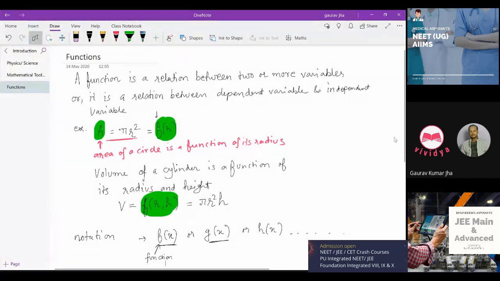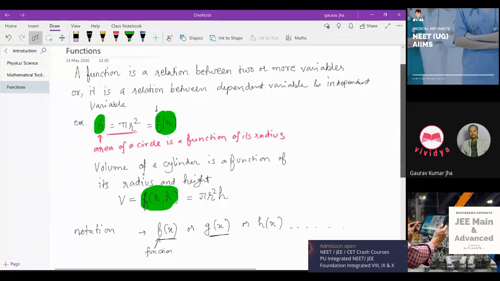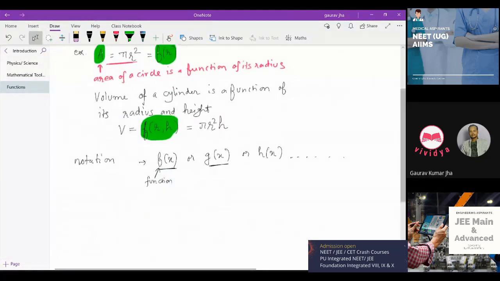Let me write it here for you. What do you pronounce? When you say fx, it is read as f of x. That's how it is read. If it is gx, you can read it as g of x.